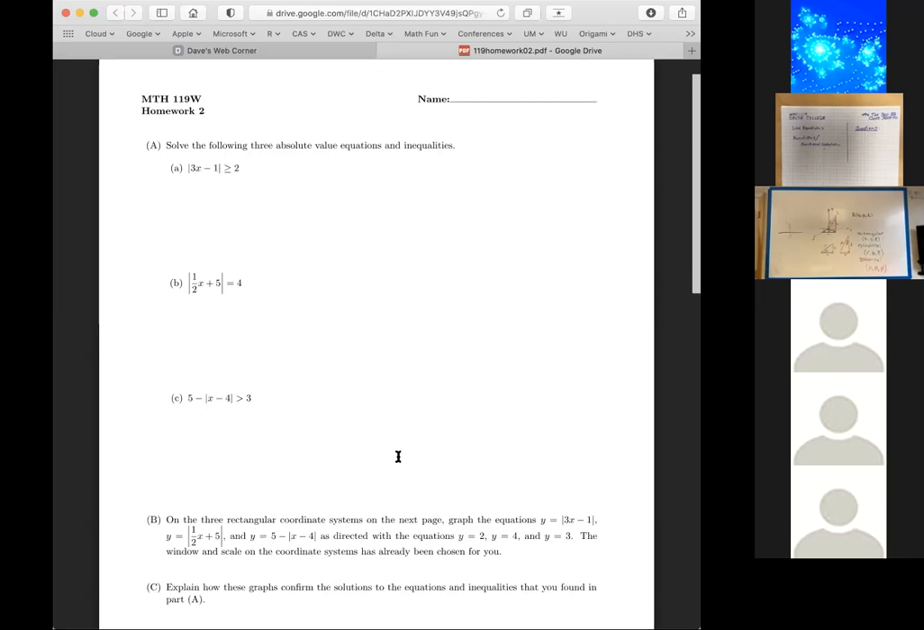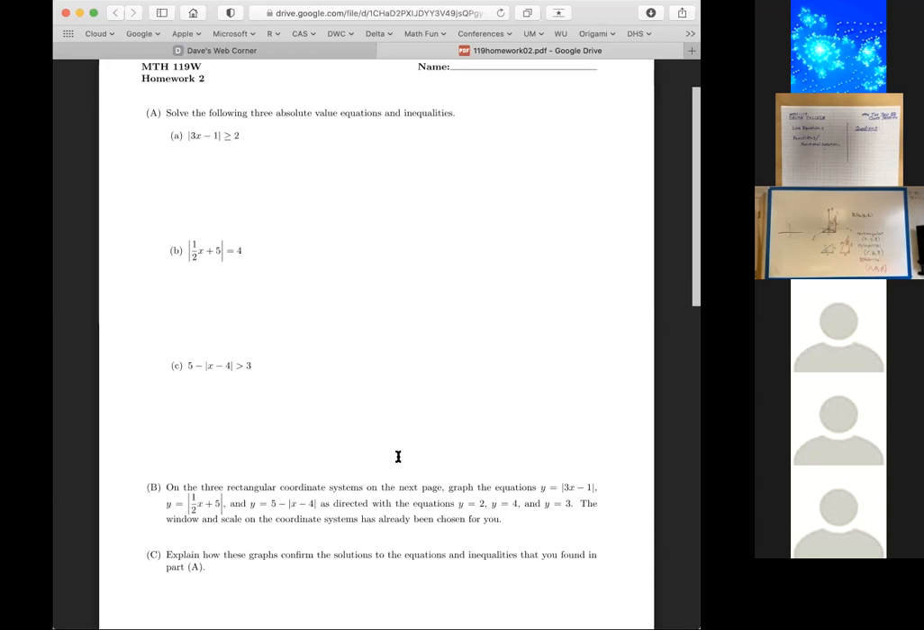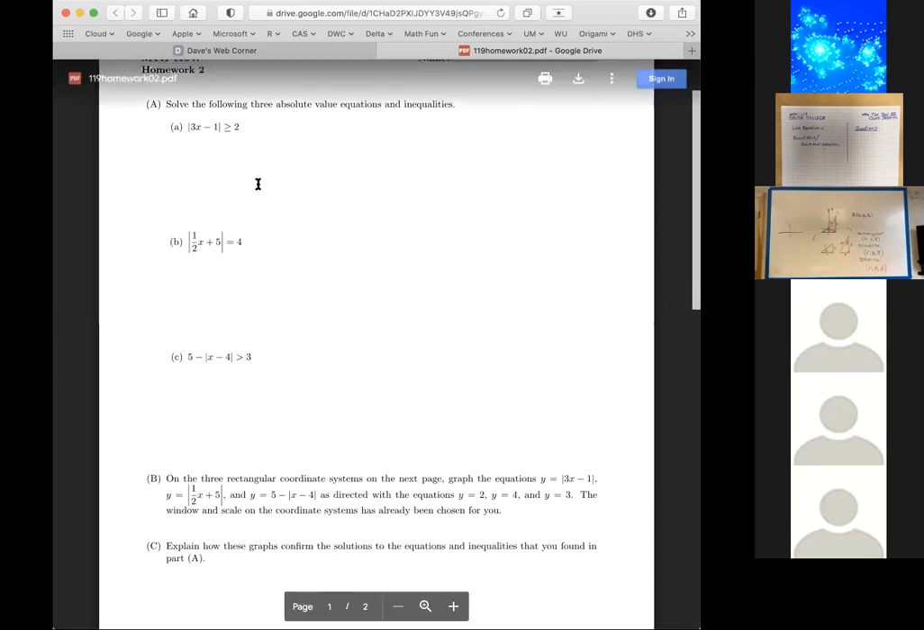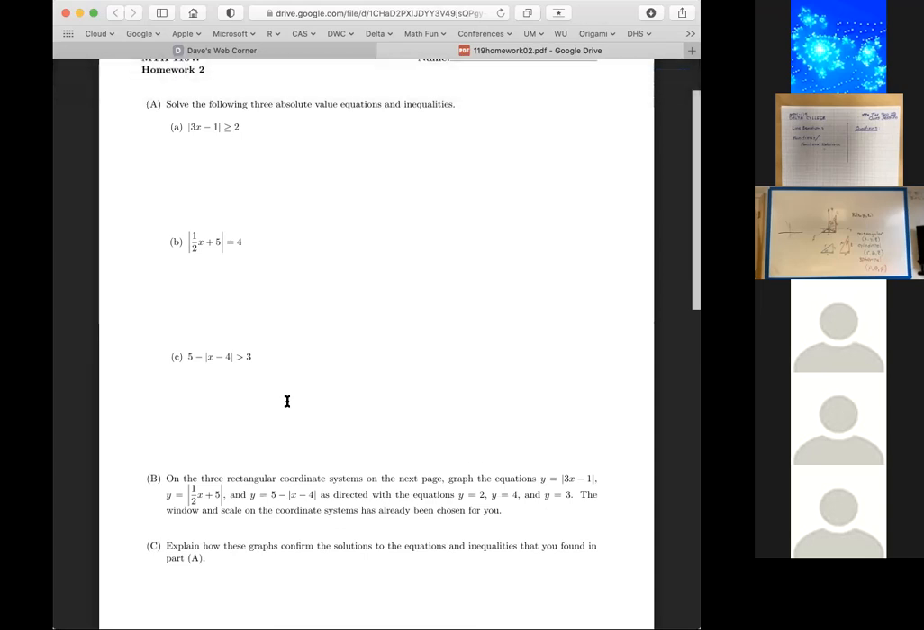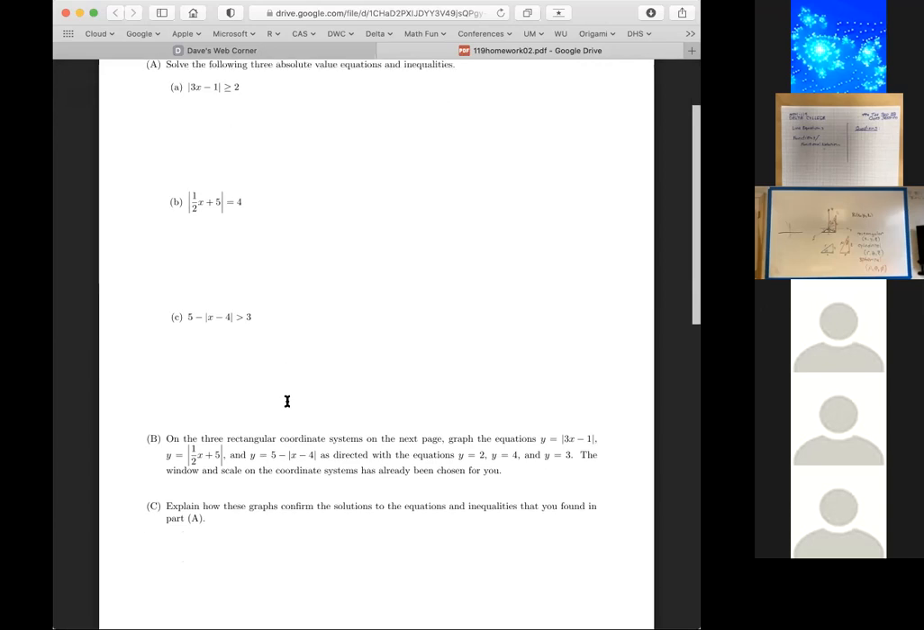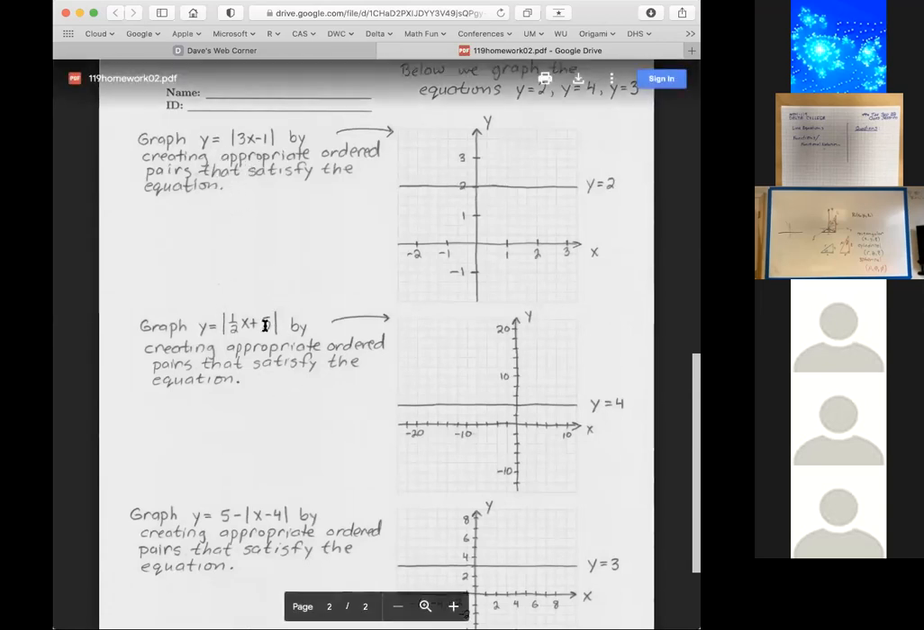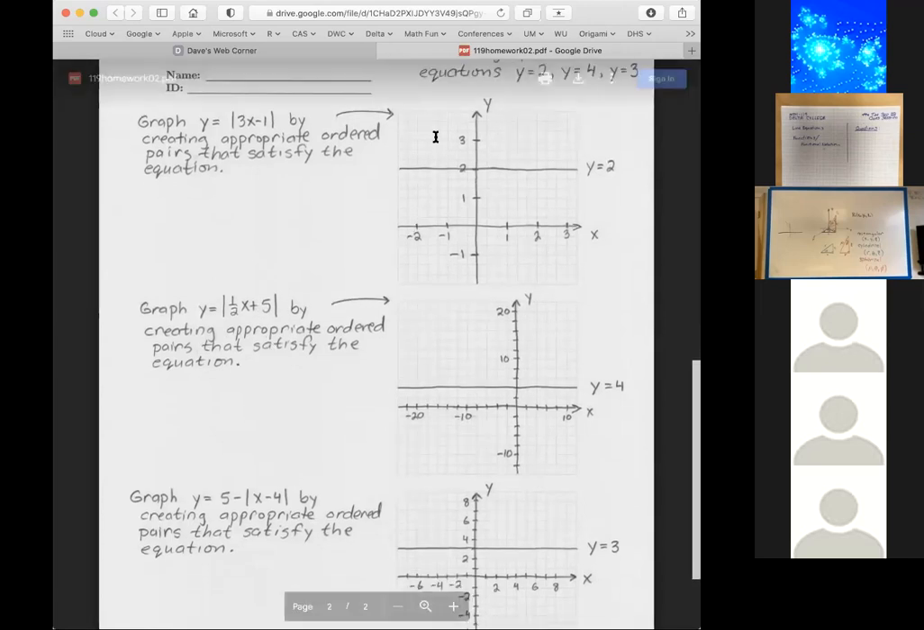So I wanted you to draw those equations, to graph those things, and to see what it means to be greater than or equal to 2, equal to 4, or greater than 3. And to get you a head start, I gave you the graphs with a good scale, so you didn't have to invent or choose the scale. I just said, okay, you graph the absolute value equation on these graphs. Each one has a slightly different scale.